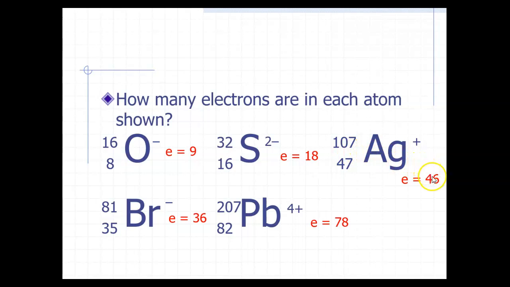This silver atom has 46 electrons. The +1 means it's had an electron taken away because electrons are negatively charged. So it is 47 minus the one that was taken away, which gives you 46. Bromine -1 has an extra electron. Therefore, it's 35 plus 1 is 36. Lead 4+ has had 4 electrons removed in order to give it a charge of +4. Therefore, it's 82 minus 4, 78 electrons.